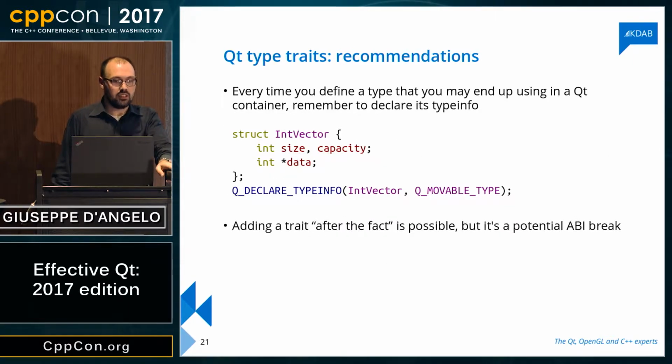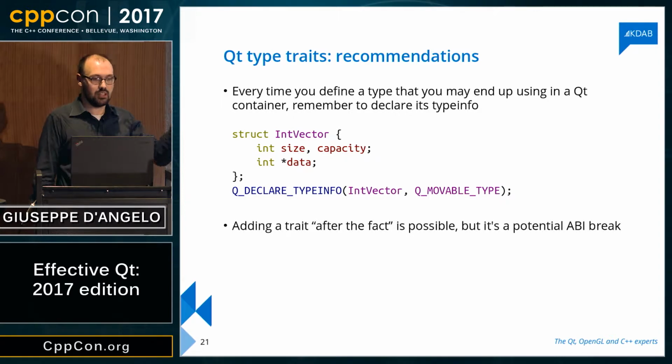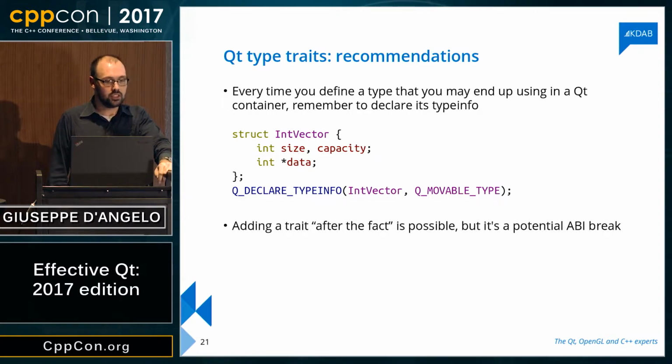So in practice, this is how it should work. You create that int vector struct, which is our vector of integers, and after it, you declare type traits by using the macro. Remember to do it, because adding a trait after the fact, if you forgot, yes, it's certainly possible, but it's a possible binary compatibility break. So if you have strict ABI guarantees like Qt has, you cannot just patch after the fact. You must remember it when you create the type. Yep. So for each and every type you're going to put into a Qt container, remember to add this. There is a solution for this. I'm going to show it in a few slides. Okay.